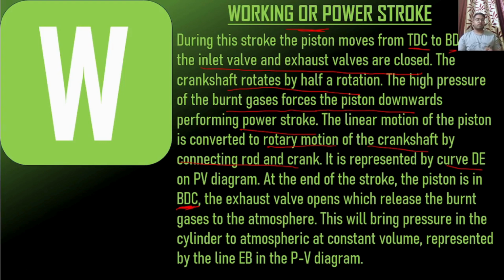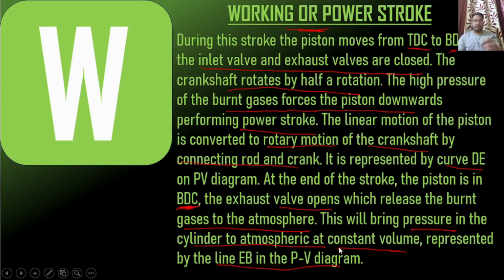The exhaust valve opens, which releases the burnt gases to the atmosphere. This brings the pressure in the cylinder to atmospheric at constant volume, represented by line EB in the PV diagram.